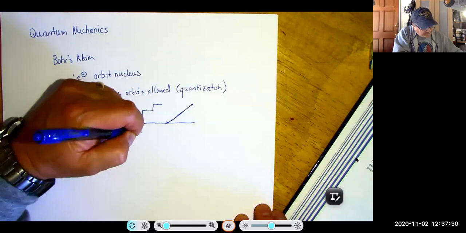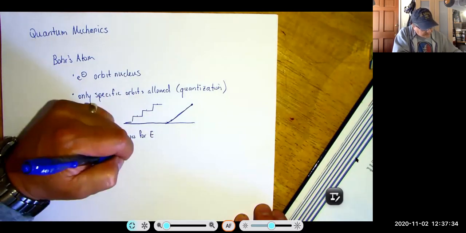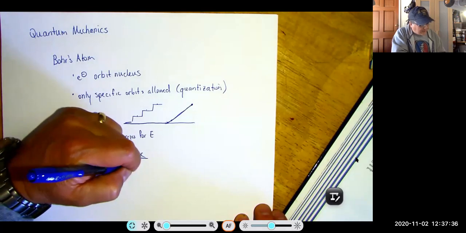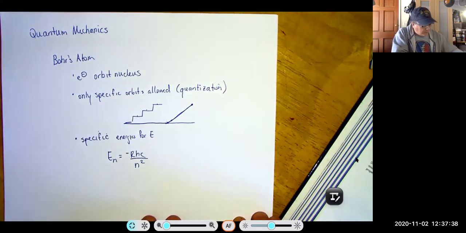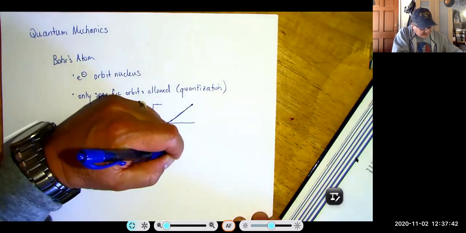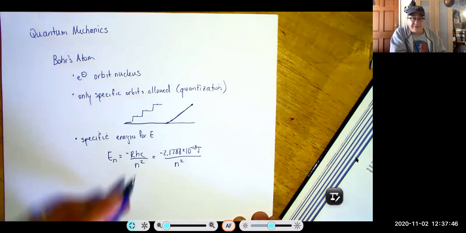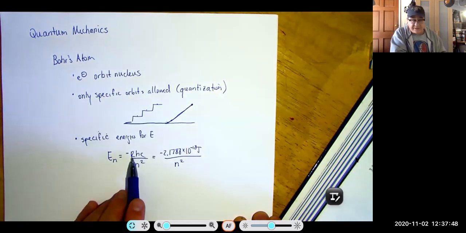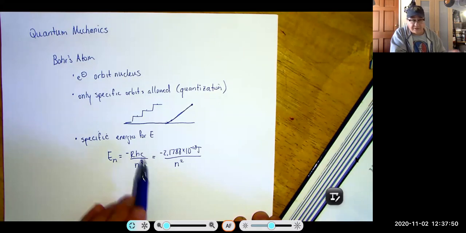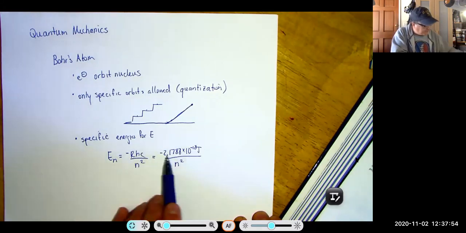for the electron. And that energy is calculated by doing this negative RHC over n squared, which is minus 2.1788 times 10 to the minus 18 joules over n squared. R is a constant, Rydberg's constant, H is a constant, Planck's constant, C is a constant, the speed of light. So you multiply these things together and you get that.